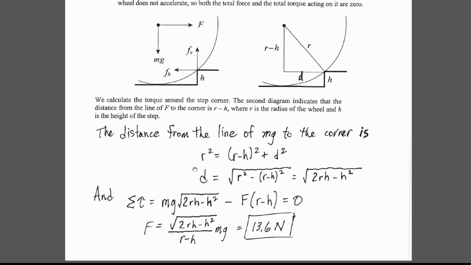So I'm going to use the Pythagorean theorem for this right triangle right here and solve it for d. There we go. So here's my weight times my moment arm, my force times my moment arm. One is positive, the other one is negative. F now is the only unknown. Solve for F, and there is my answer.